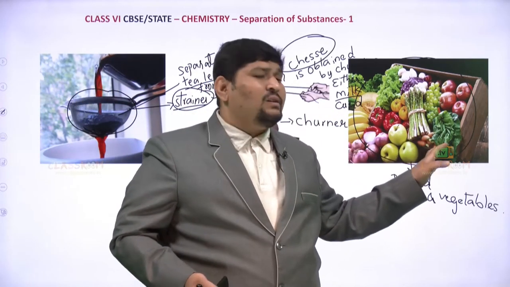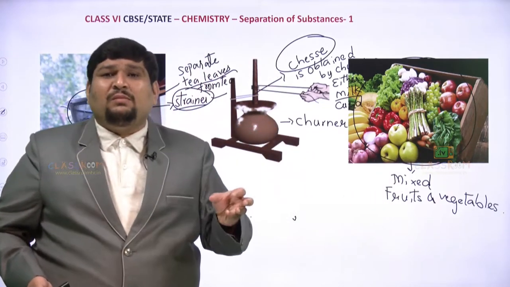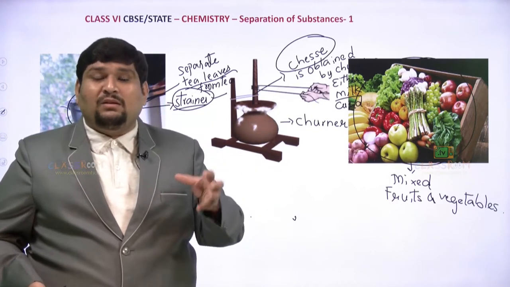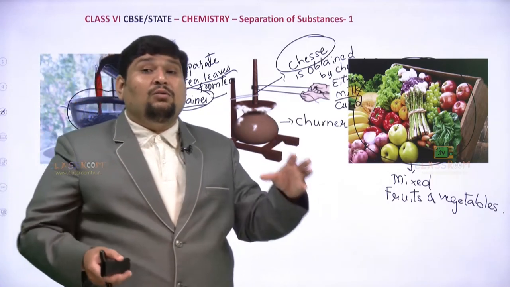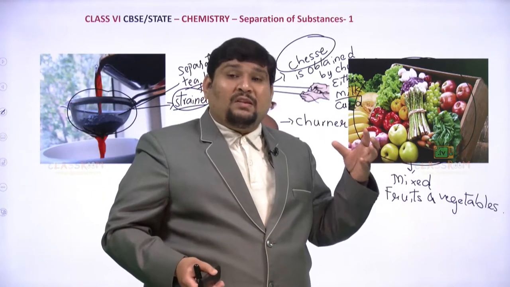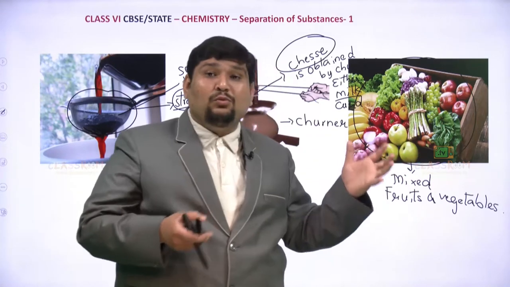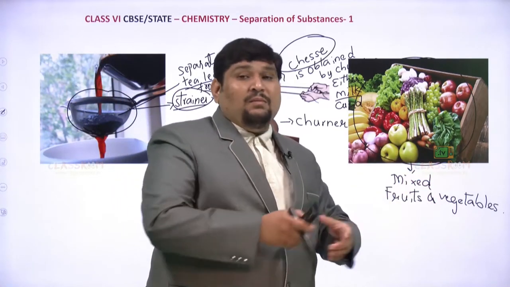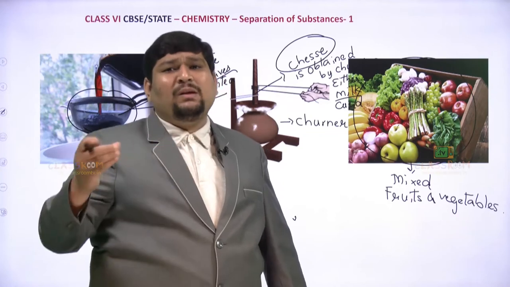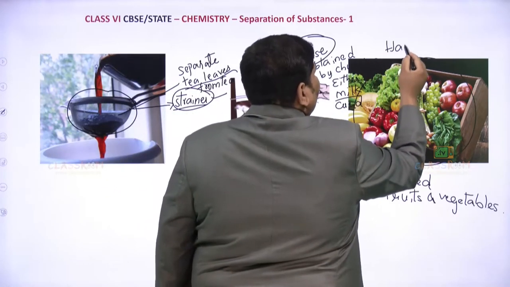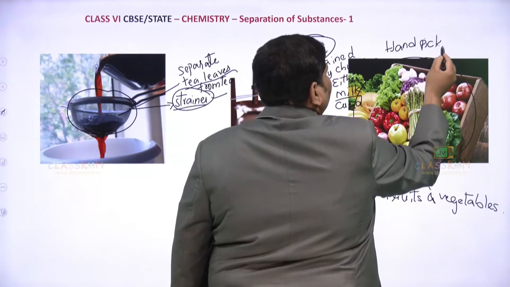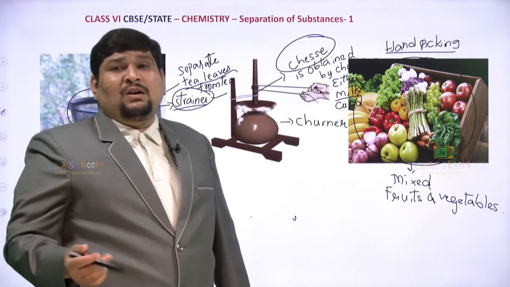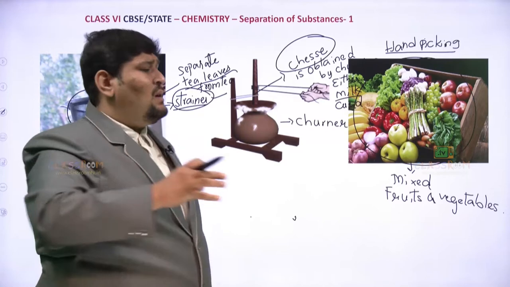So, basically what we do generally, as you purchase some vegetables and fruits from the market, and they get mixed up in the bag, once you come home, you are definitely going to separate them as fruits and vegetables. When you are separating them, you just use your hand for picking, isn't it? So, generally that particular method we call the hand picking method.